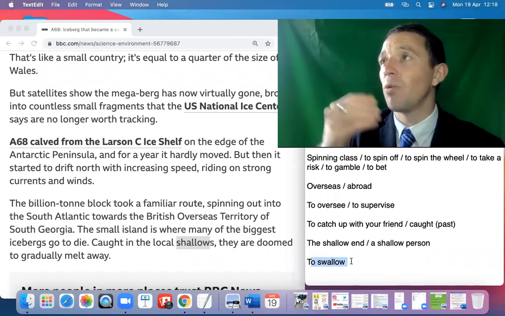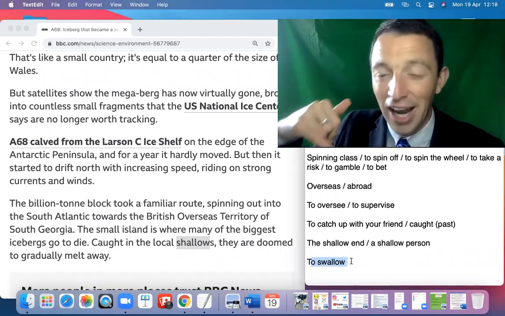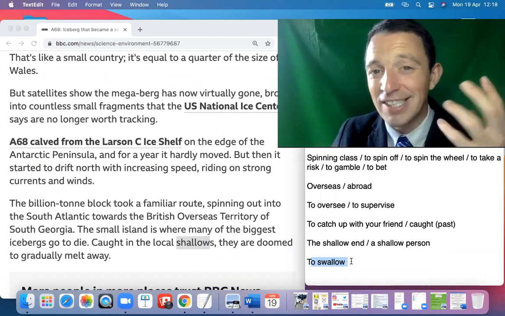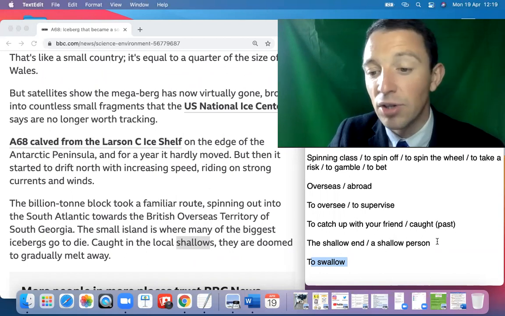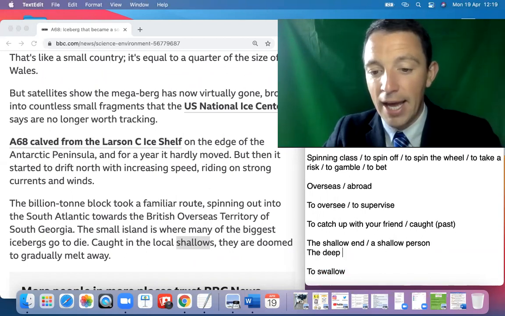So the water, you drink the water and you swallow, but shallow is related to the water on the size or the profundidad, the depth. Okay. So the opposite, as I said, is the deep end. And you can say the depth, profundidad.